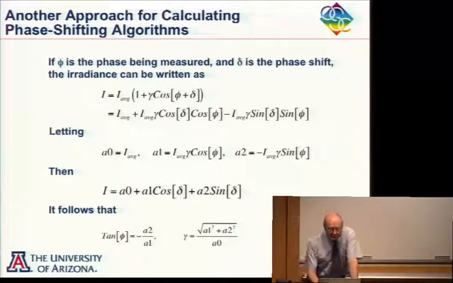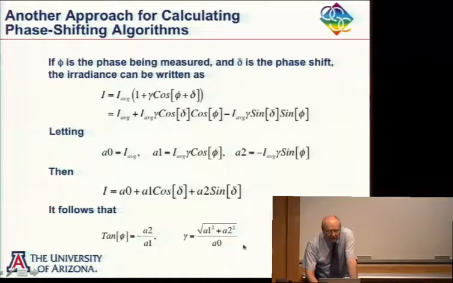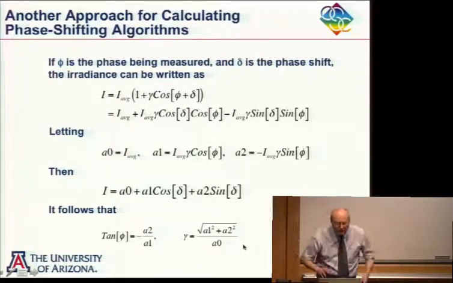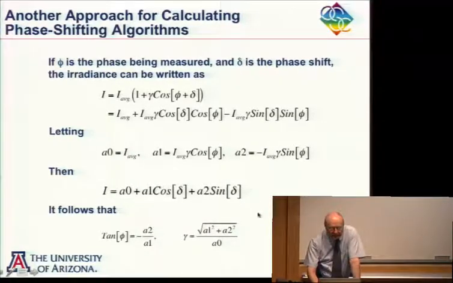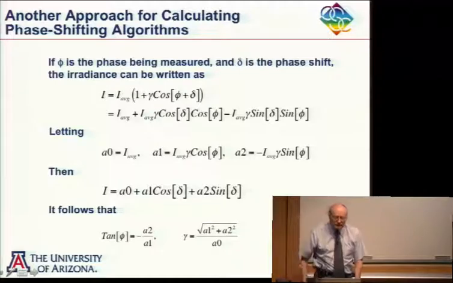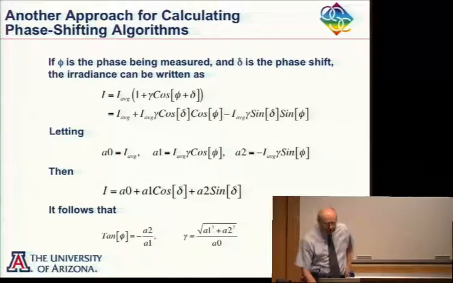Okay, just bear with me. It may seem crazy to do it this way, but you could do it this way. And then I could say, if I think here for a second, tangent of the phase is simply minus A2 over A1. And gamma, which I may or may not care about, but I might as well write it down here, I could solve for gamma here. It's the square root of A1 squared plus A2 squared over A naught.